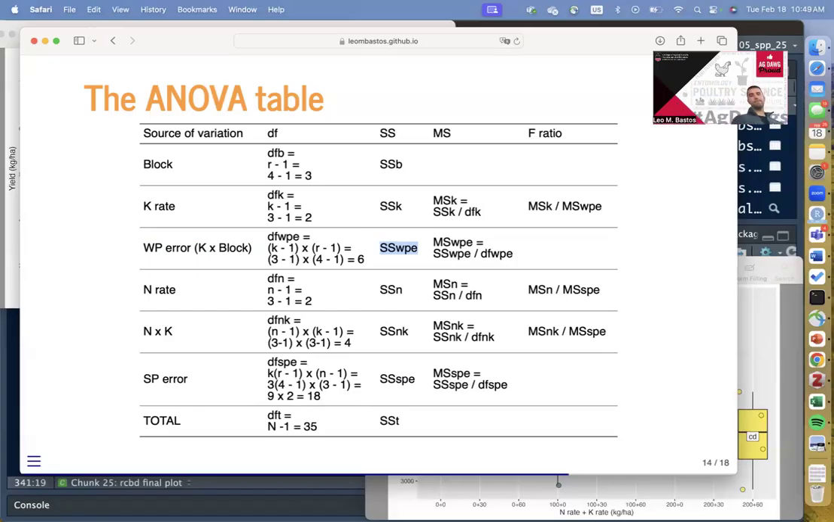And before, if we go back to this ANOVA table for the randomized complete block design without a split plot, you would see that this denominator mean square, which is the error that we use on the F ratio, would be the same for potassium, nitrogen, and the interaction. In a split plot, they're not the same because you have that structure.